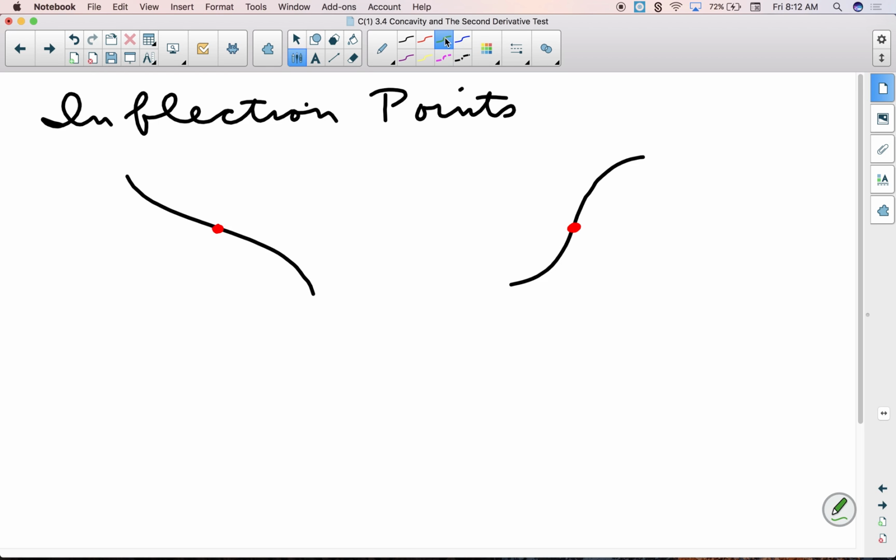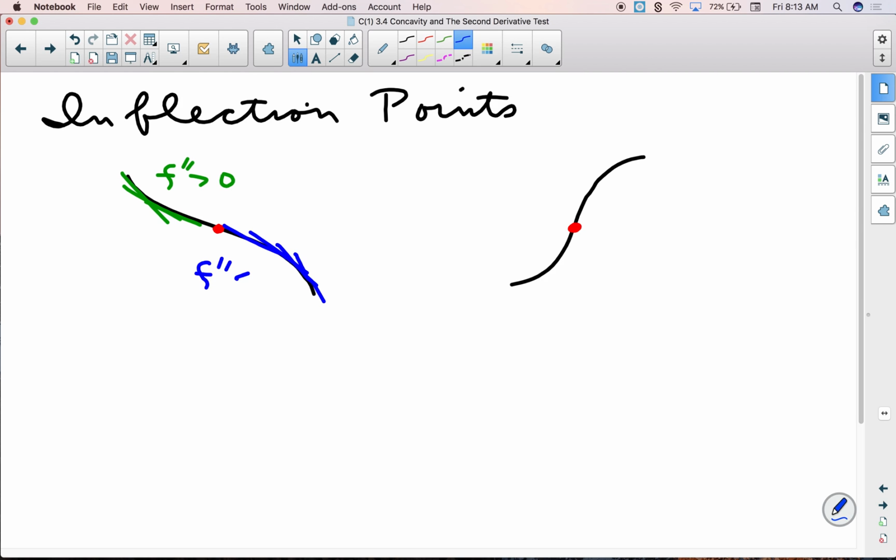So in these two pictures here, notice what's happening to the derivatives. What are the derivatives doing here? F primes are increasing, right? They're negative, less negative. They're increasing, and so the second derivative there will be positive. Here, all of a sudden, at this point, the red point, the derivatives begin to sink back down. They get more negative there, so they're decreasing. And so here, the second derivative is going to be negative, okay?